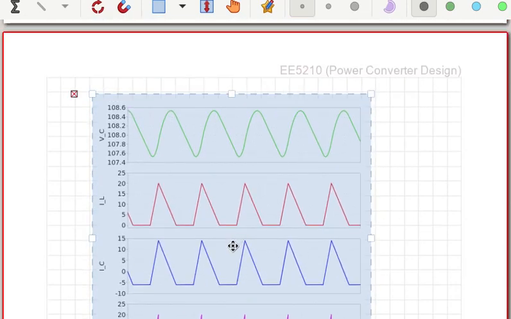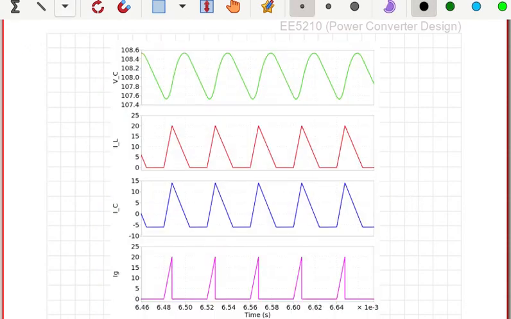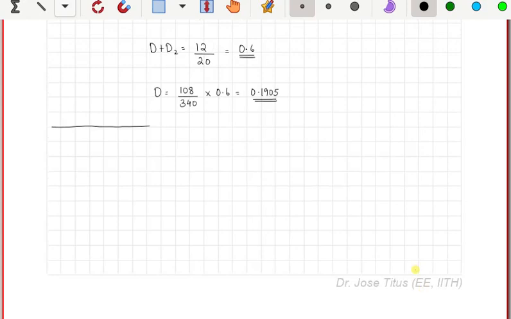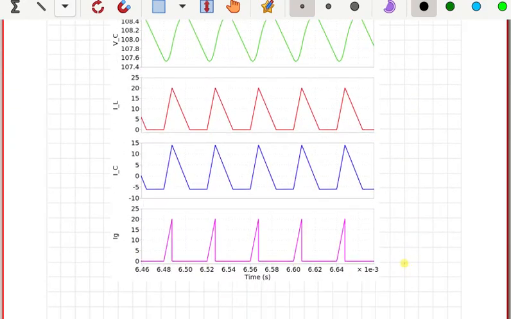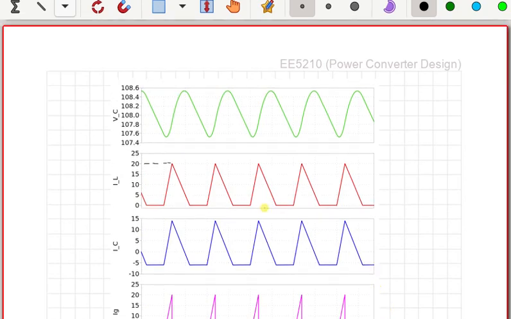So that is the waveform that we get when we try to look at the operation of this converter in DCM. So again, you can see that this peak value is 20 amperes as per our design, right? And then you can see the capacitor voltage going from 107.6 to 108.6. So that is also as per our design, it is 1 volt peak to peak.